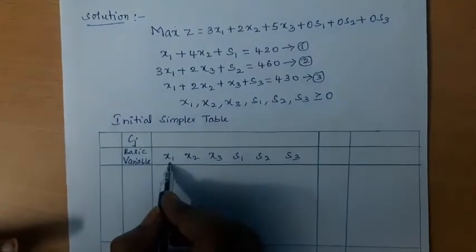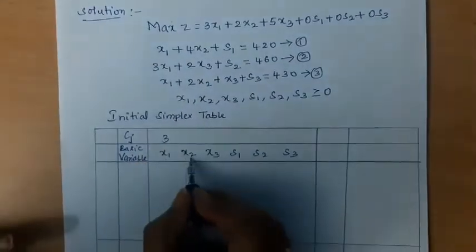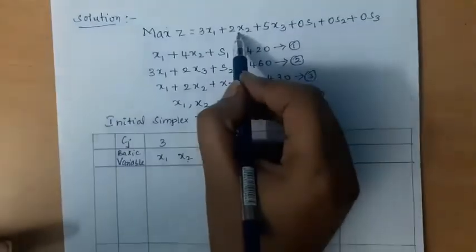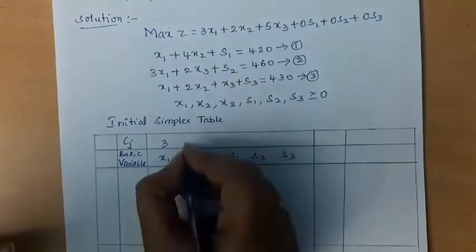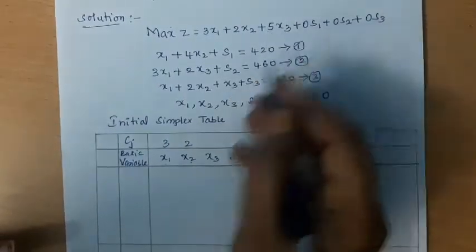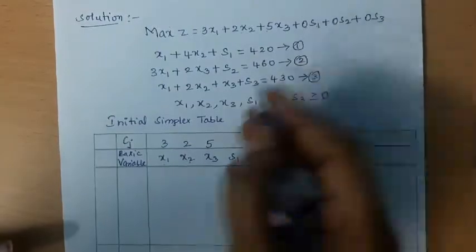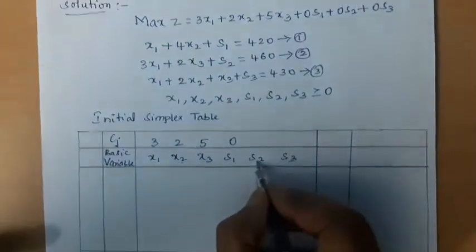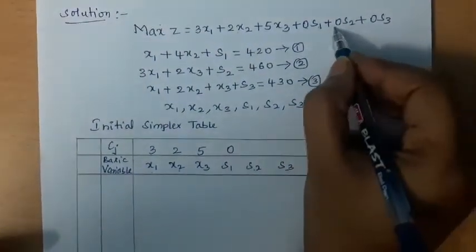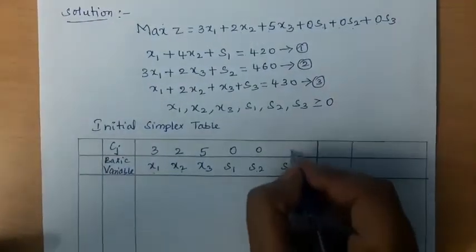So x1 coefficient value is 3. So write down here 3. x2 coefficient value from the objective function is 2. So write down 2. x3 coefficient value from the objective function is 5. 5 here. s1 coefficient value is 0. So write down 0. And s2 coefficient value from the objective function is 0. And s3 coefficient value from the objective function is 0.